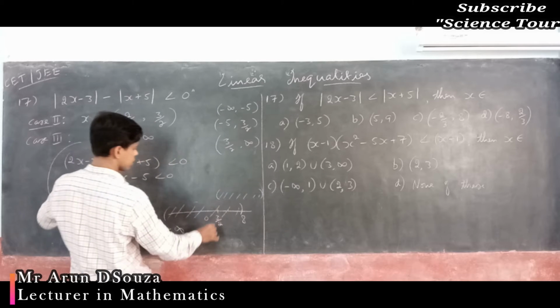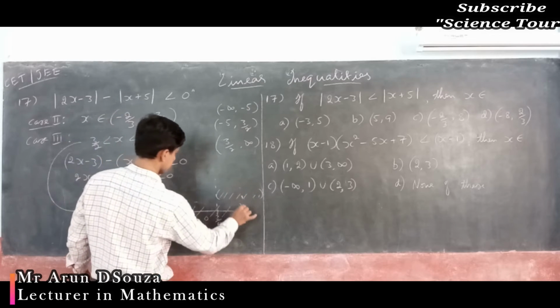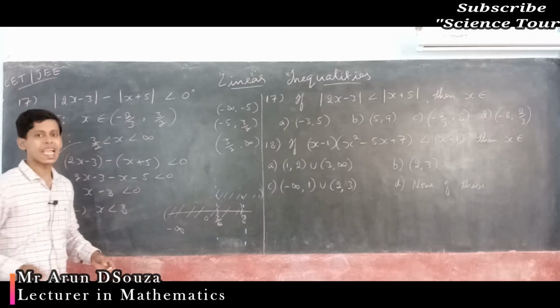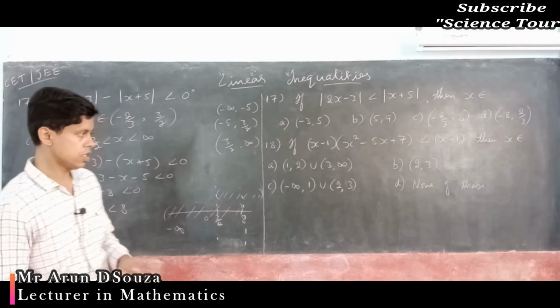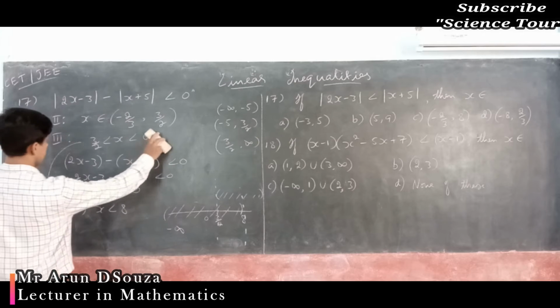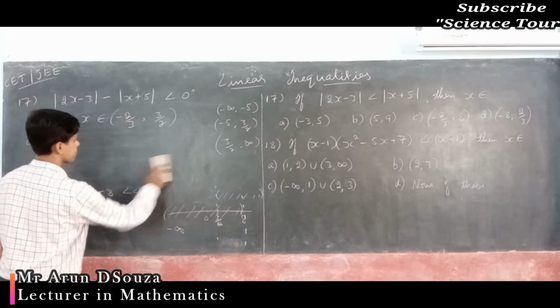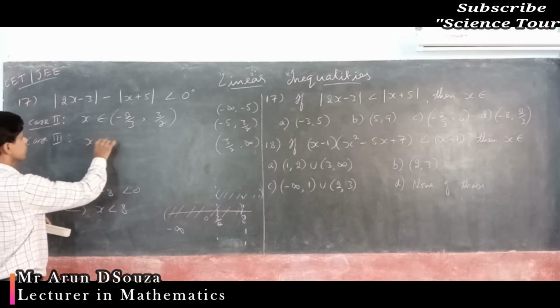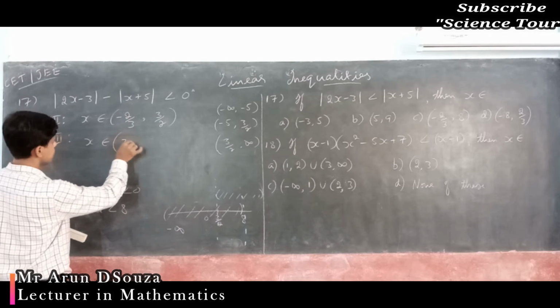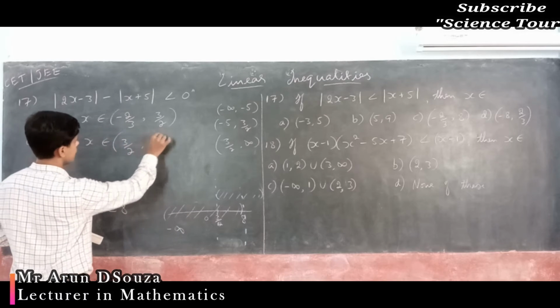Now what is the common region? The common region is this, 3 by 2 comma 8. 3 by 2 comma 8 is the common region. So that's what I'll write here. So x belongs to 3 by 2 comma 8.